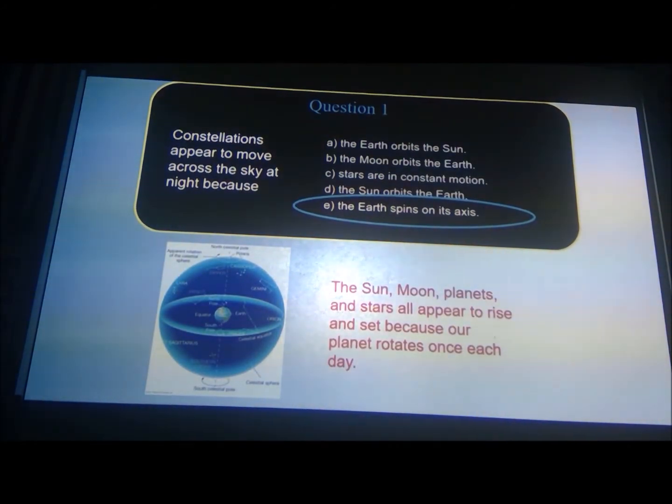So here's a question for you. Constellations appear to move across the sky at night because? I want to know your answer. The Earth spins on its axis.